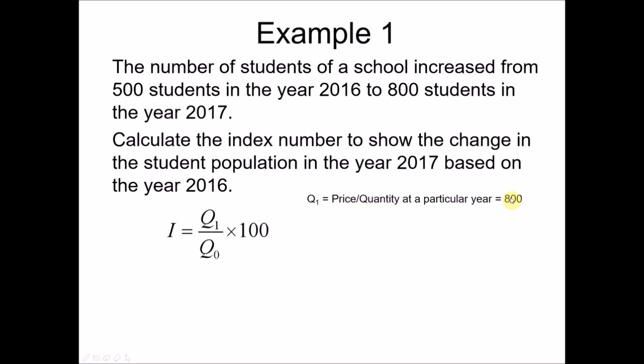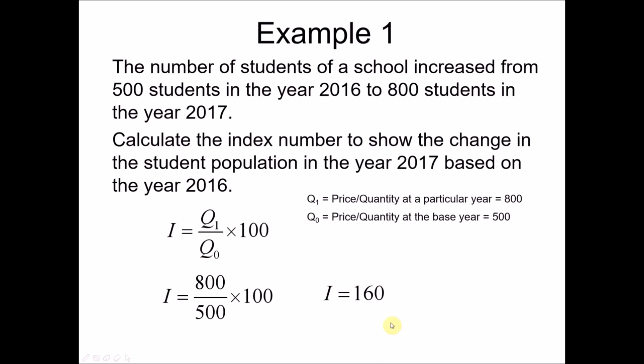which is 800. That's why it's 800 here. So based on the year 2016 means Q0 here is the quantity at the base year, the year 2016, which is 500. So we take 800, divide by 500 times 100, you get 160. So this number here, 160, is the index number, which shows the comparison of the number of students in the year 2017 based on the year 2016. But maybe you're still blurred. So what does 160 mean? What does this imply? So I pause this question here. We are going to come back to these questions after we look at example 2.